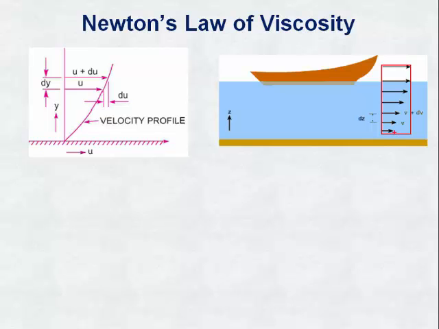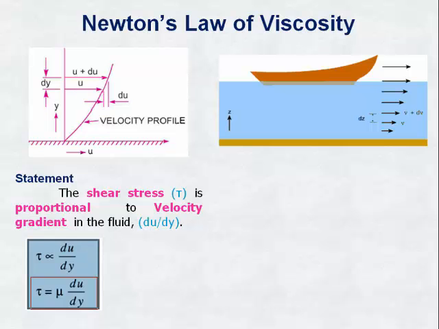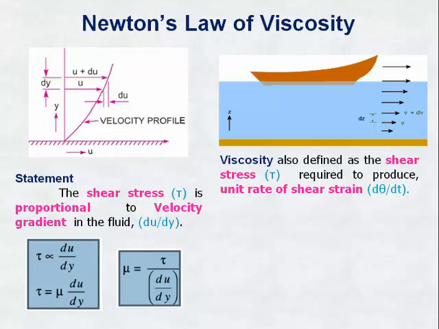Look at the figure. Here the velocity varies linearly, or gradually, along the height. So we can state that the shear stress is proportional to the velocity gradient, that is du by dy. As an expression, tau is directly proportional to du by dy, where tau is the shear stress and du by dy is the velocity gradient. So this becomes the equation tau equals mu du by dy. This is a very important equation. From that equation, mu equals tau divided by du by dy.